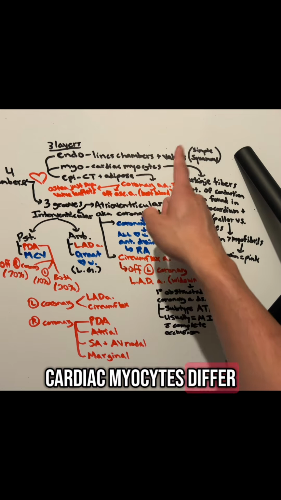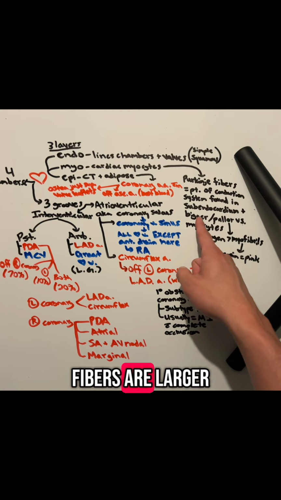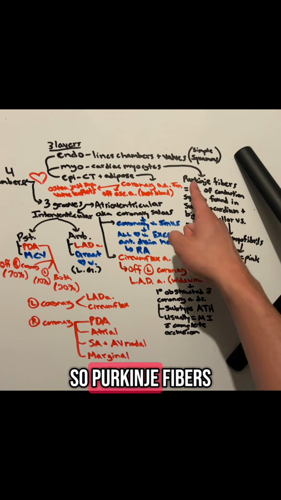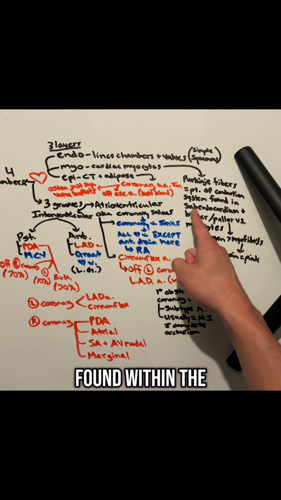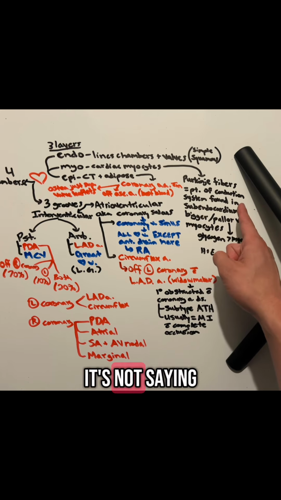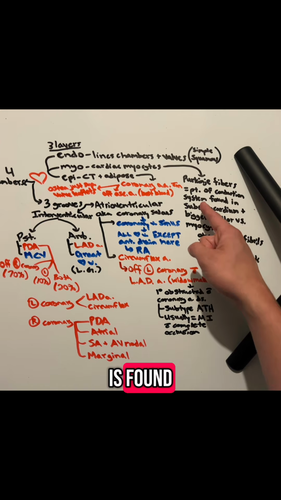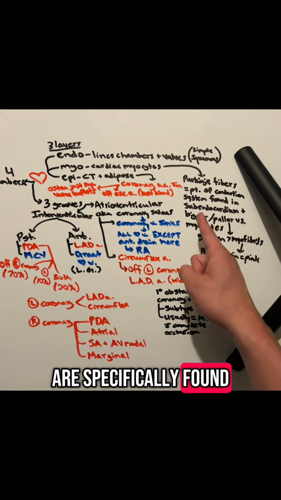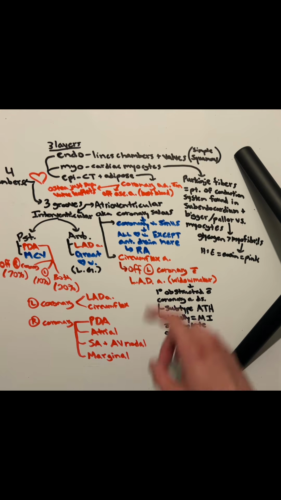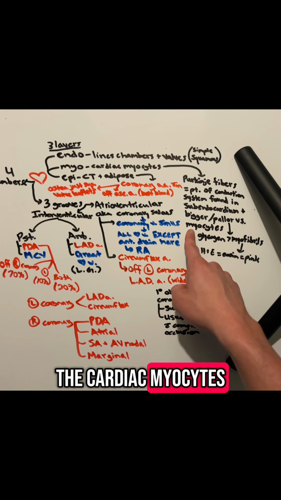Cardiac myocytes differ from Purkinje fibers, in which Purkinje fibers are larger and paler. So Purkinje fibers are part of the conduction system found within the subendocardium. It's not saying that the subendocardium is only where the conduction system is found, but that the Purkinje fibers of the conduction system are specifically found within the subendocardium. And these Purkinje fibers are bigger and paler versus the cardiac myocytes.